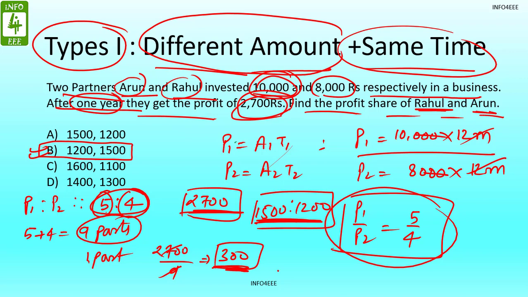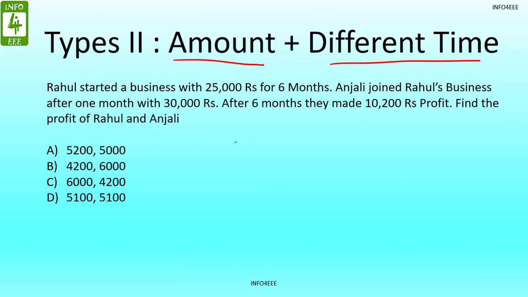Okay, let's see a second type of question. So they are investing some amount but for a different time. Rahul started a business with 25,000 rupees for 6 months. So the profit of Rahul will be what? Amount into time, 6 months.